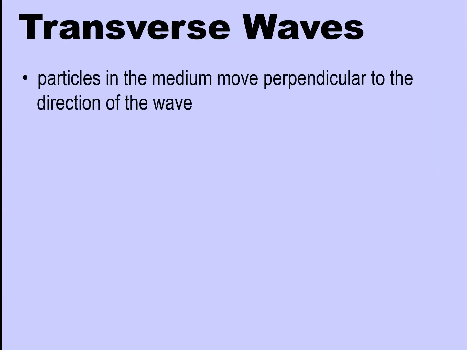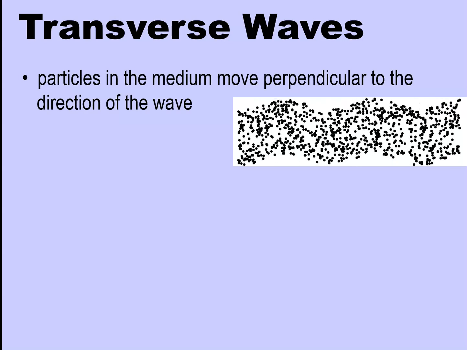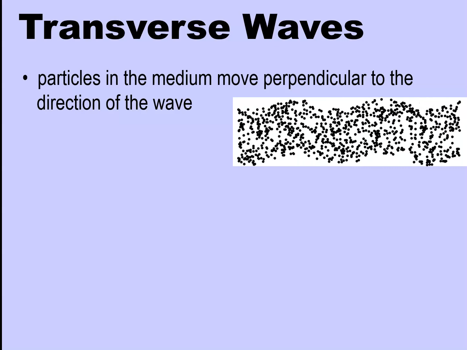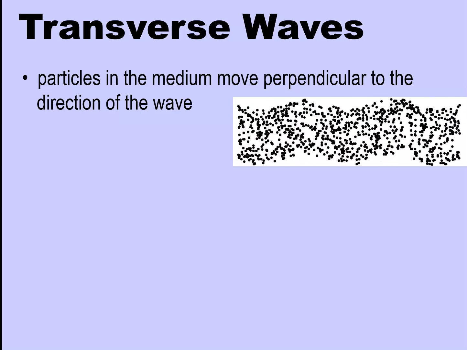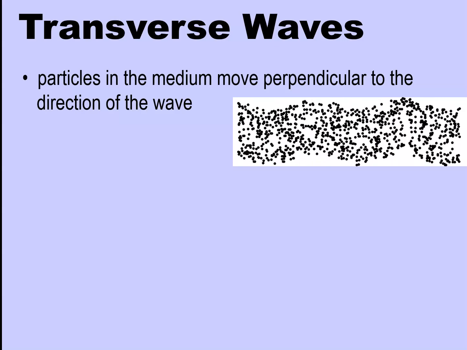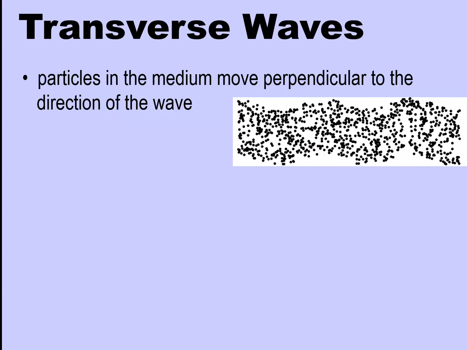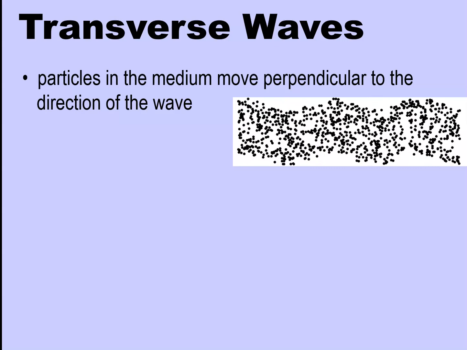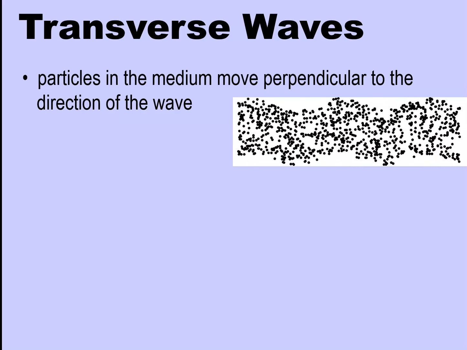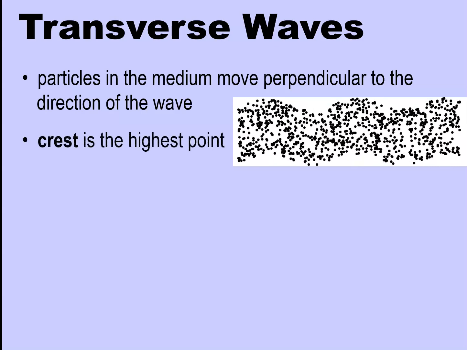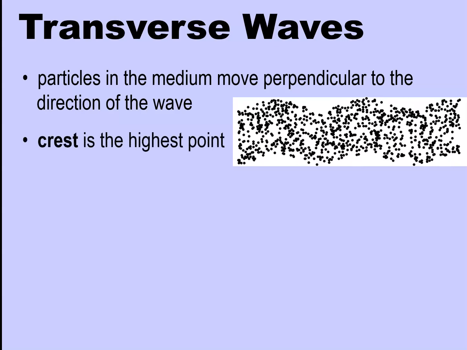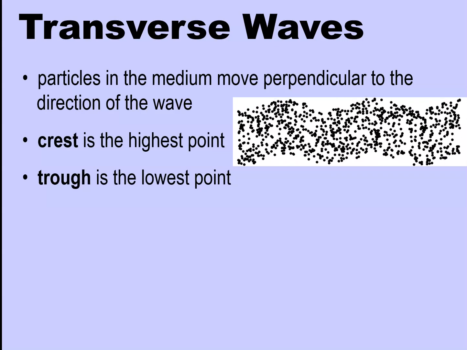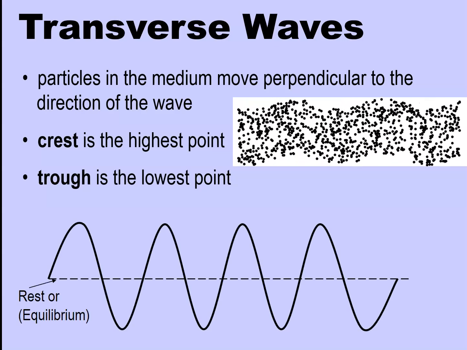In transverse waves, particles in the medium move perpendicular to the direction of the wave. This is similar to the wave from the first few slides. Here we can see the wave is traveling from left to right, and the particles are moving up and down. A crest is the highest point on a transverse wave, and a trough is the lowest point.